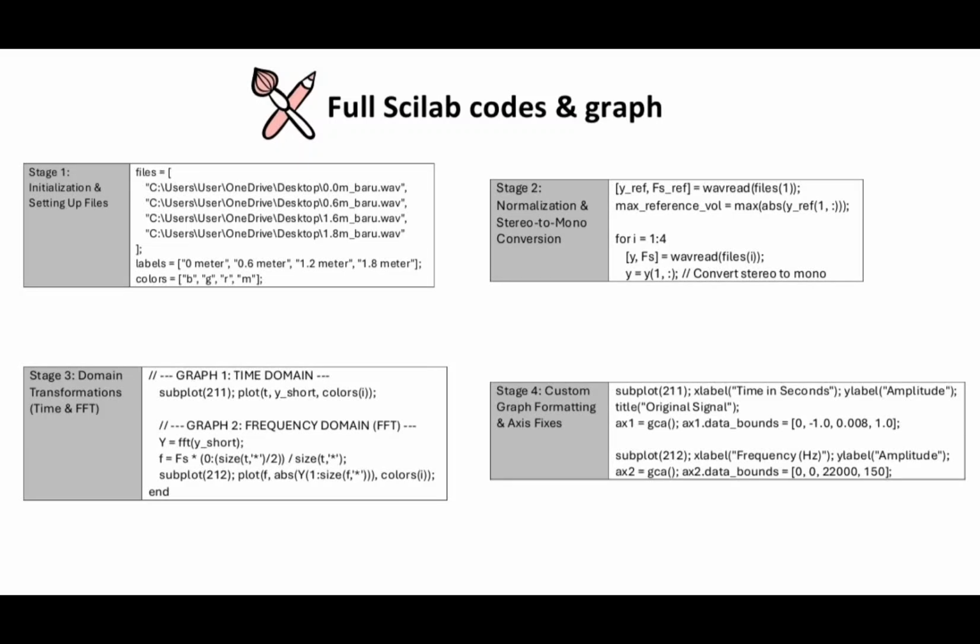Moving to stage 3, this is where the main data transformation happens. The script loops through my files to plot the raw sound signal over time, and then applies a fast Fourier transform to extract the pitch detail into a frequency graph. Finally, in stage 4, I apply custom formatting to my chart. I add clear labels for time, frequency, and amplitude, and I lock my graph boundary to show a neat 0.008 second window so the waveforms line up beautifully. Let's look at the final overlapping chart generated by this code.